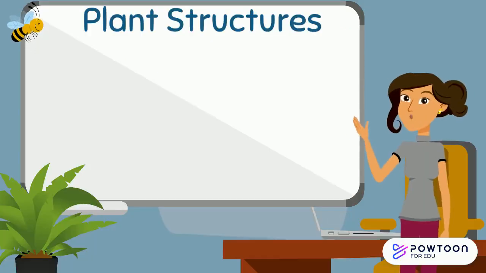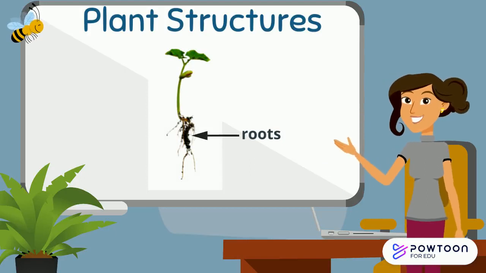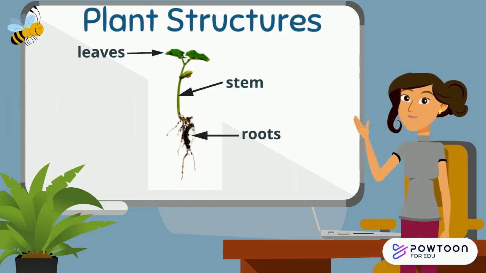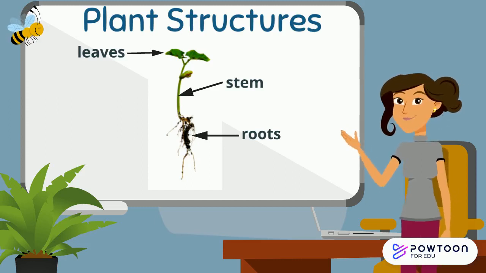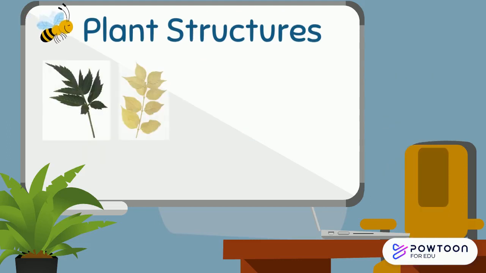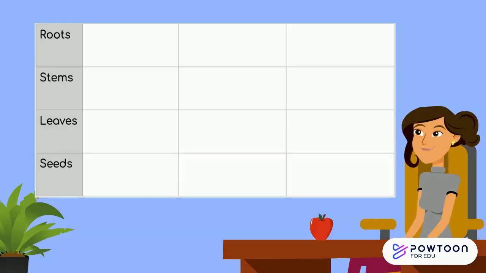Many of you probably already know common plant structures like the roots, stem, leaves, and flowers, fruits, or seeds. Although many plants have the same parts, the shapes, sizes, and colors of the parts may be very different. For our activity today, you'll need to draw a table like this and write the plant parts in the first column like I've done. Pause the video here to draw your table and write the names of the structures.